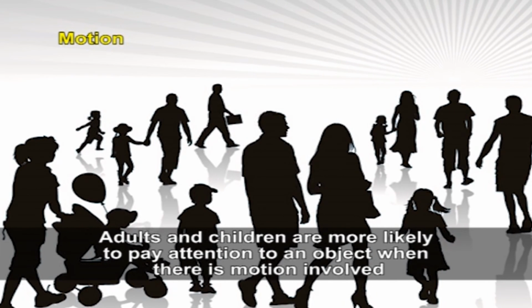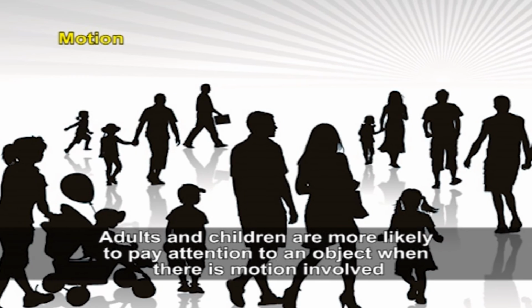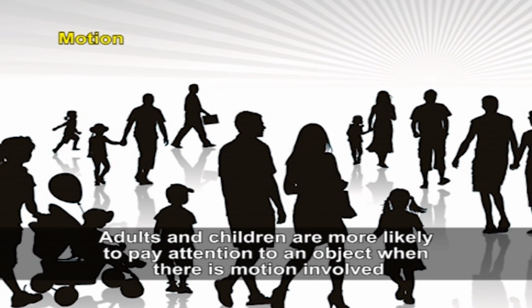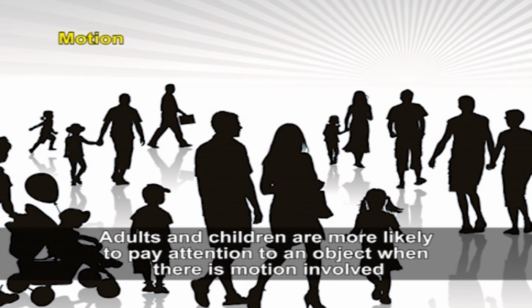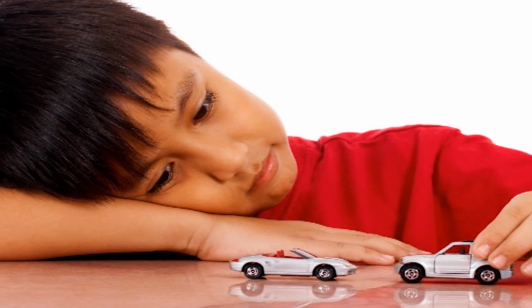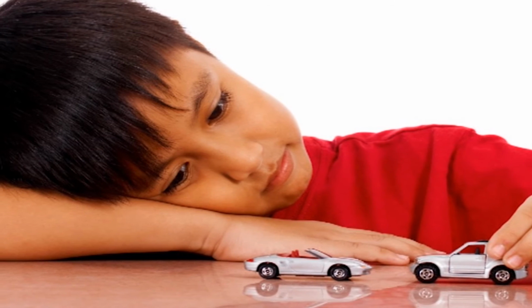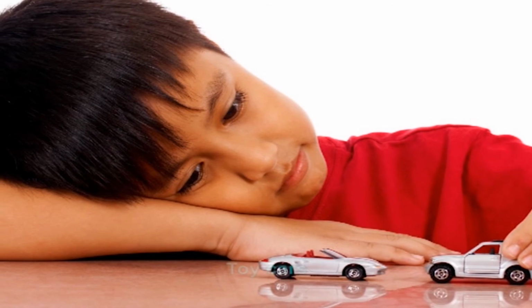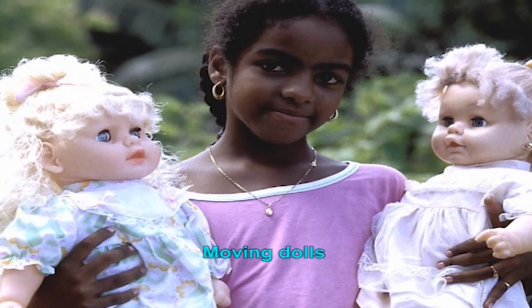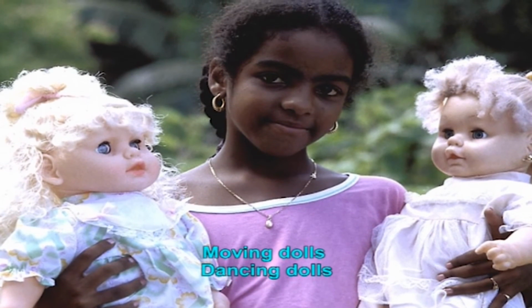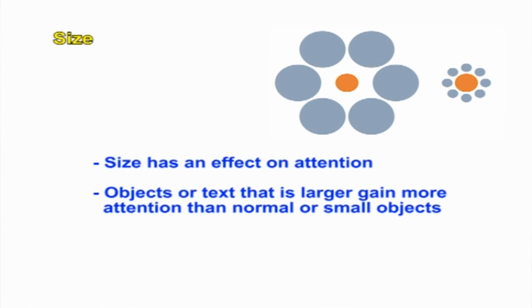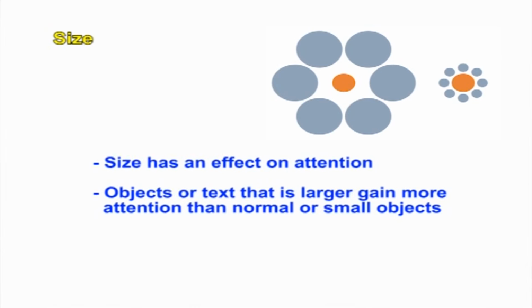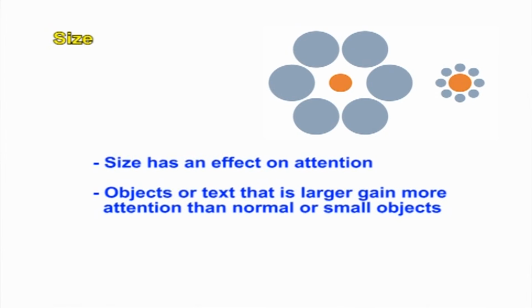First is motion. Adults and children are more likely to pay attention to an object when there is motion involved. For example, children are more drawn to toys and objects that move, such as toy cars and moving or dancing dolls. Size. Size has an effect on attention. Objects or text that is larger gain more attention than normal or small objects.